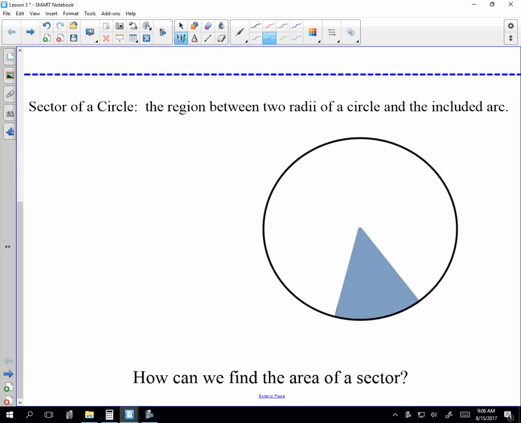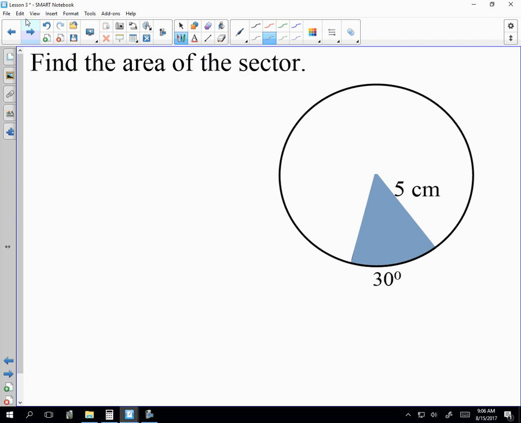A sector is a portion of the whole circle that starts at the center and has two radii for its length, so you want to think about the fact that this is an isosceles triangle, and then we have an arc distance in between. Okay, so how can we find the area of the sector? That's what we're going to be looking at here, and it's the idea of the proportion of the circle.